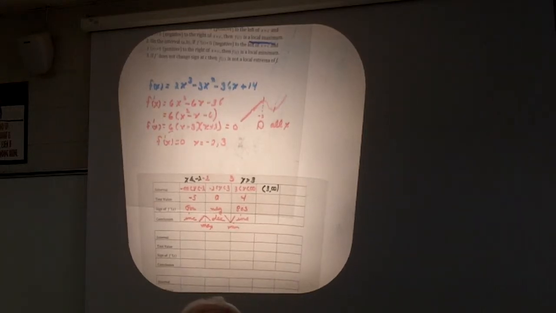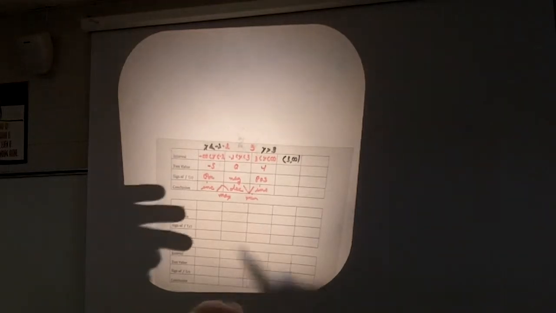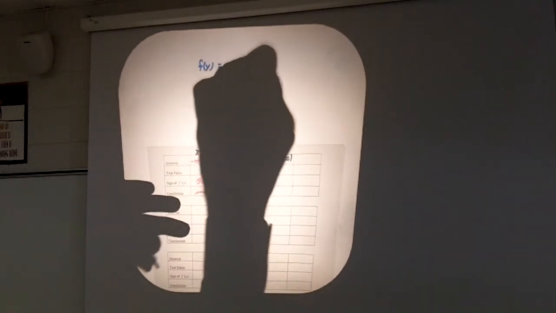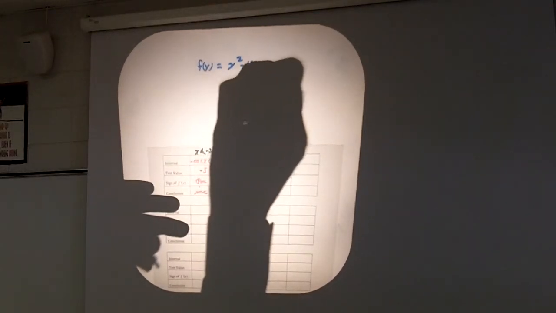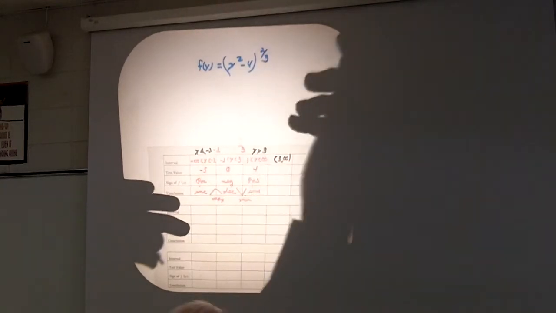And now, I was going to do that, and I don't think I have it written here. Do I? Yes, I do. This is the next one I want to do. And it goes this way. And it has a different look. It's like this. f of x equals (x squared minus 4) to the 2/3.